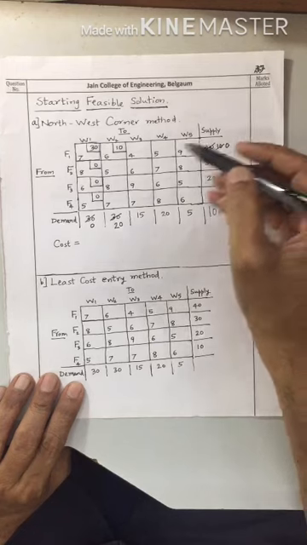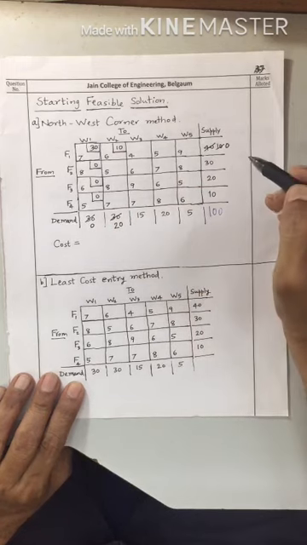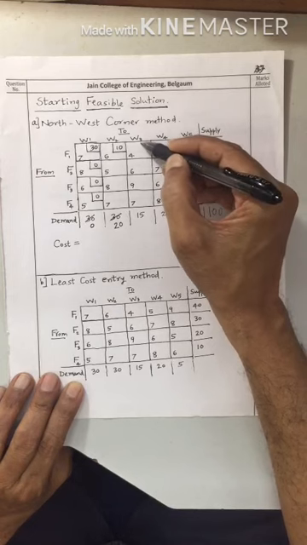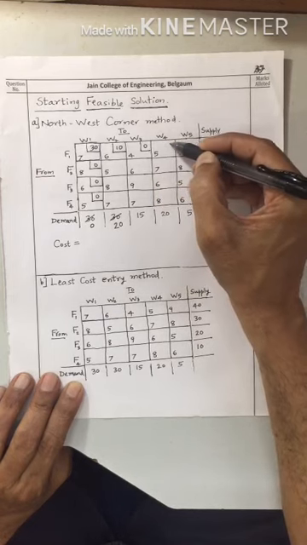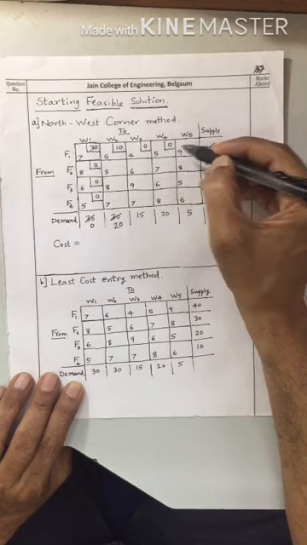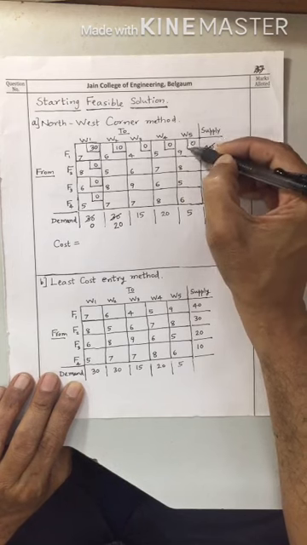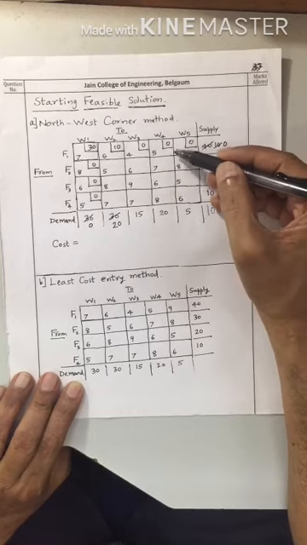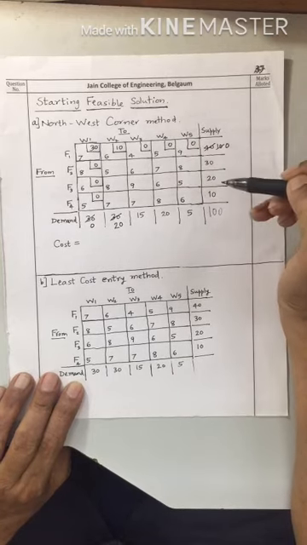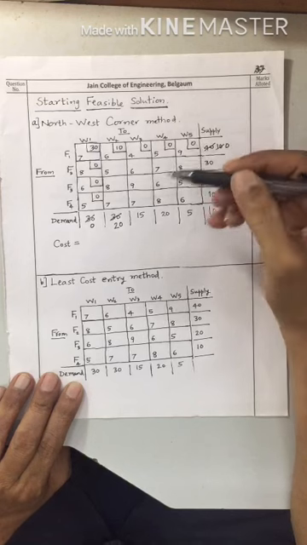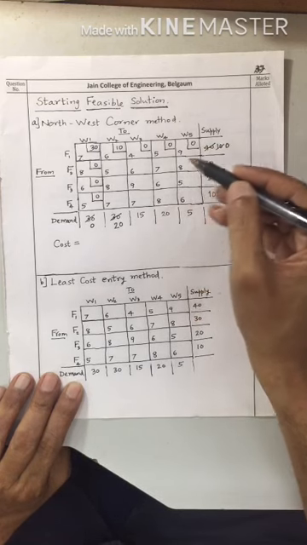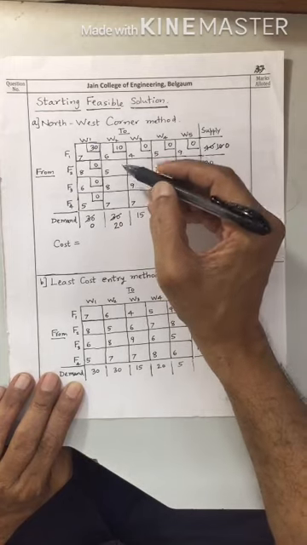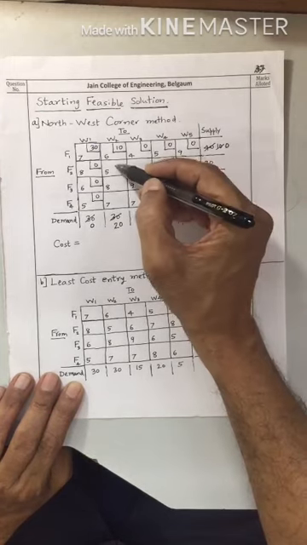The supply capability of F1 has been completely exhausted, and therefore this F1 cannot supply anything to W3, anything to W4 and anything to W5. That means X13 is 0, X14 is 0, X15 is 0. Similarly, now again the second cycle is over. Again, among all the undecided cells, choose the cell which is at the northwest corner. That is nothing but this cell.